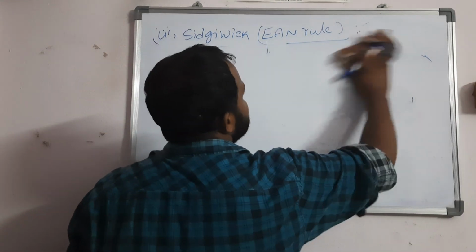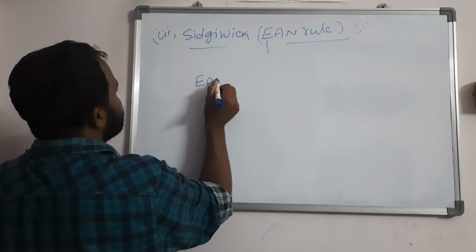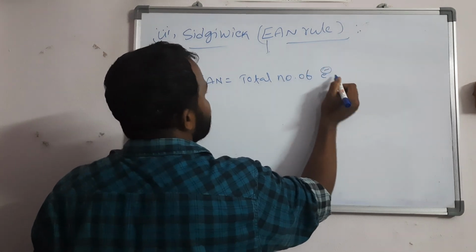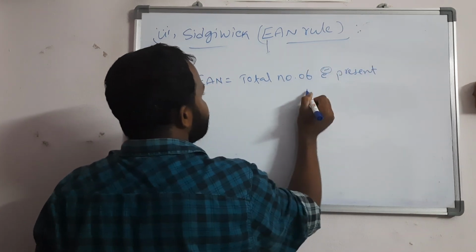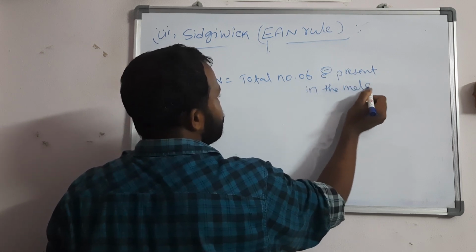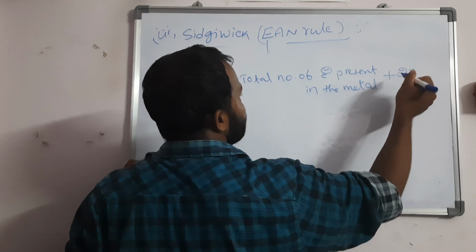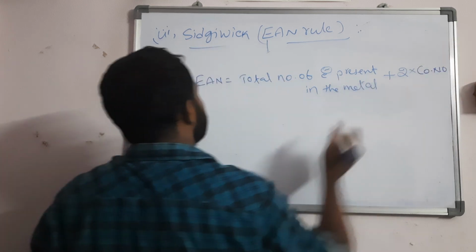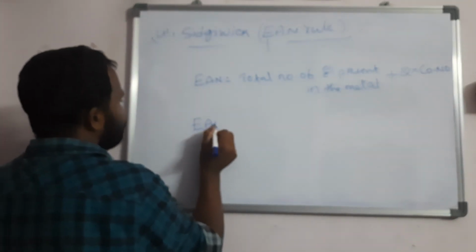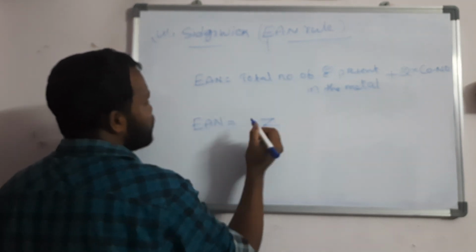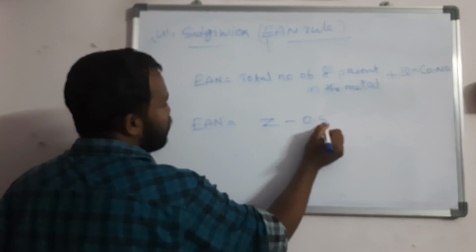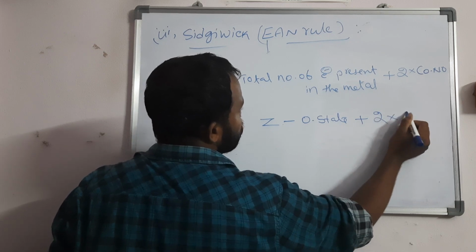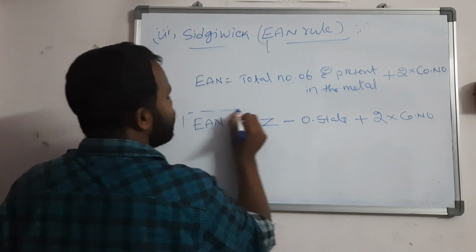It is represented like this: EAN is equal to the total number of electrons present in the metal plus 2 into the coordination number, because each ligand donates 2 electrons. The total number of electrons in the metal is Z minus oxidation state. So EAN equals Z minus oxidation state plus 2 into coordination number. This is the general formula to find the EAN.